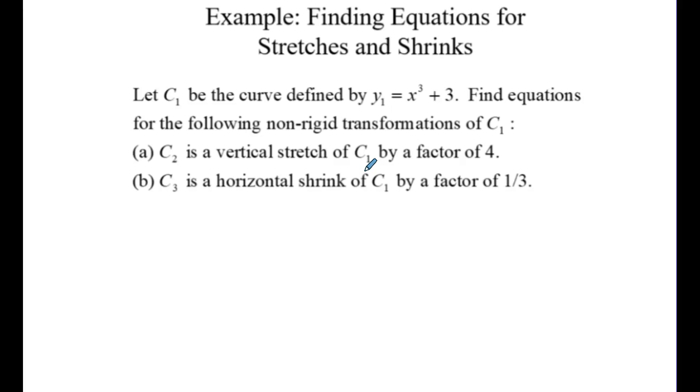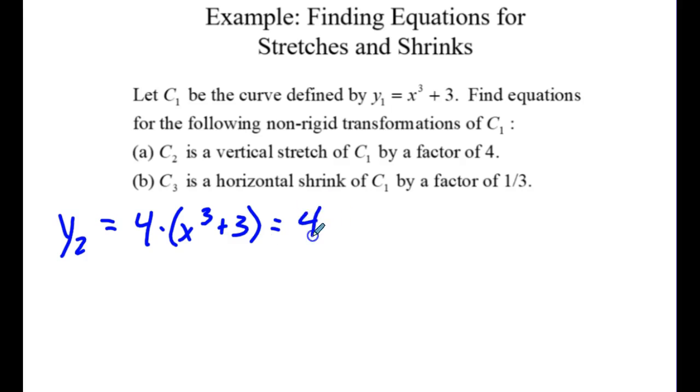So for C sub 2, that curve, we're going to have the equation y sub 2 is equal to, if this is a vertical stretch by a factor of 4, that means we're multiplying this whole equation by 4. We're taking 4 times our original function, so 4 times x cubed plus 3, which is going to be equal to 4x cubed plus 12. So since we just have a vertical stretch, we multiply our original equation by a factor of 4.